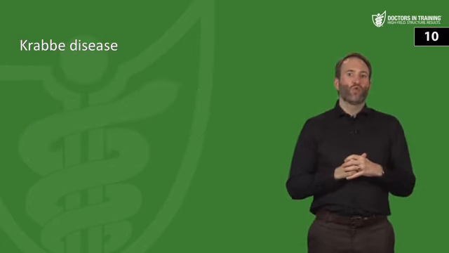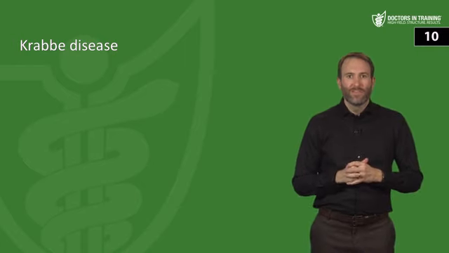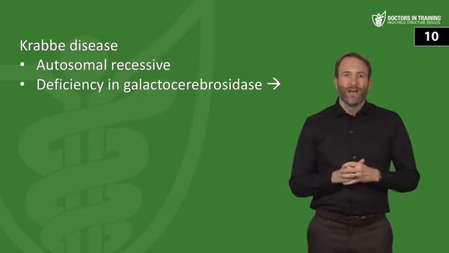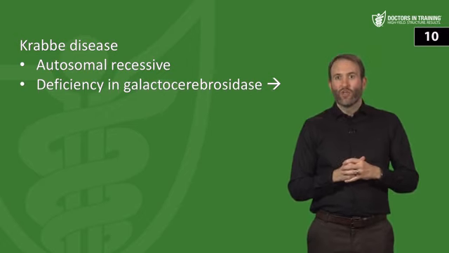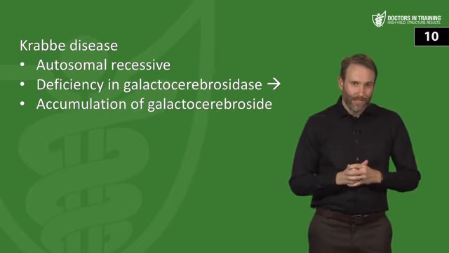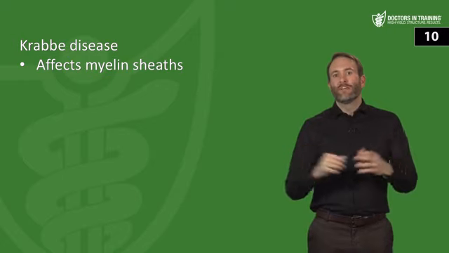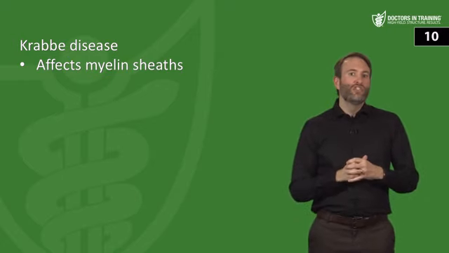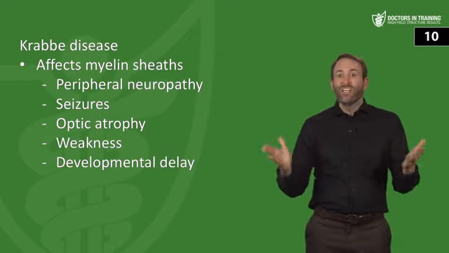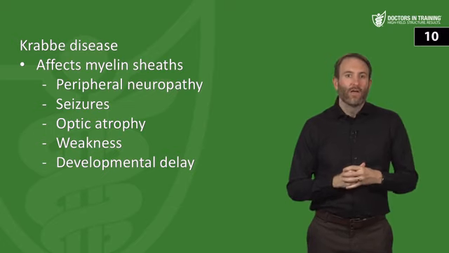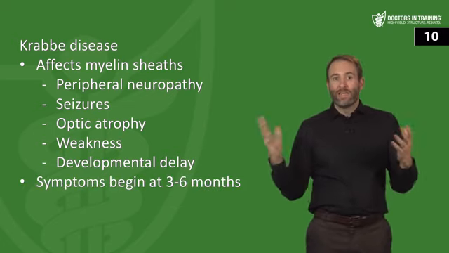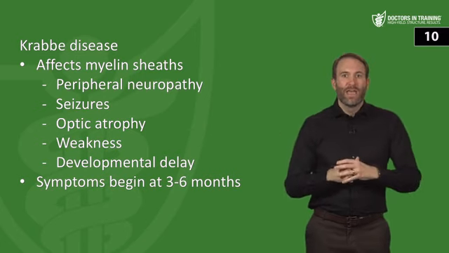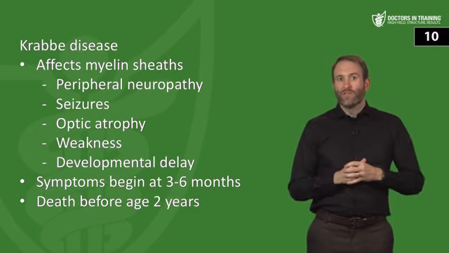Now let's move on to Krabbe disease, great name. This is an autosomal recessive disease again. The deficient enzyme here is galactocerebrosidase, and you accumulate galactocerebroside. This disorder affects the myelin sheath, which will lead to peripheral neuropathy, seizures, optic atrophy, weakness, and developmental delay. Symptoms begin early again, at maybe about 3 to 6 months, and it is fatal usually before the age of 2 years.